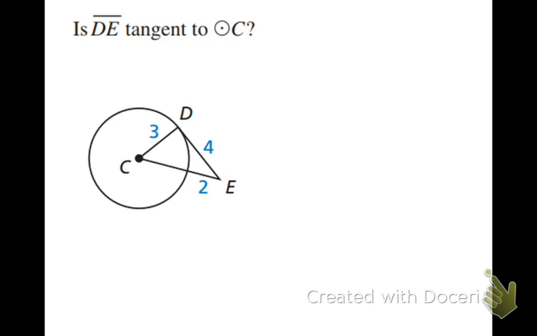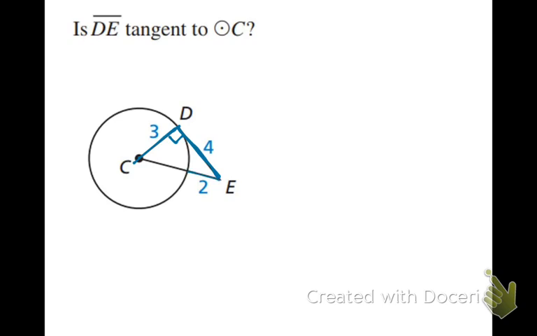So the way that it's drawn, you're trying to figure out if DE is tangent to circle C. In order for it to be tangent, this line has to be perpendicular to the radius. What segment is the radius? 3, so CD. So there has to be a right angle here. We use the Pythagorean theorem, and the side across from the right angle is always the hypotenuse. The way that it looks right now, it looks like CE is 2. That is not the case.